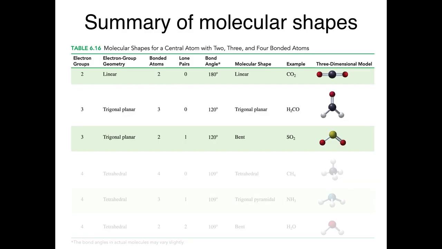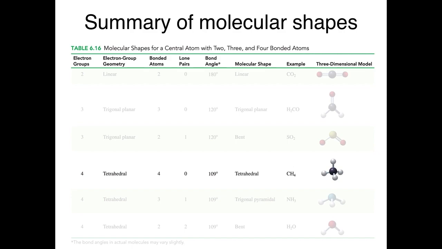We just finished the shapes you can get when you have 3 electron groups. You can either be trigonal planar or bent. If you have 3 electron groups and you're connected to 3 atoms, the shape of your molecule is trigonal planar. But if you have 3 electron groups but only 2 of them are atoms, then your molecule shape is bent. Let's move on to the next group of shapes.